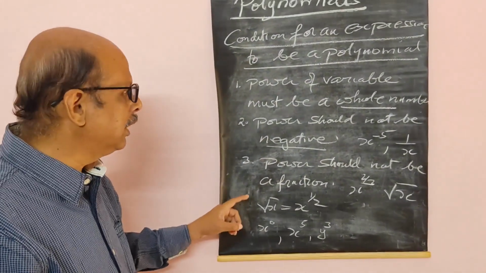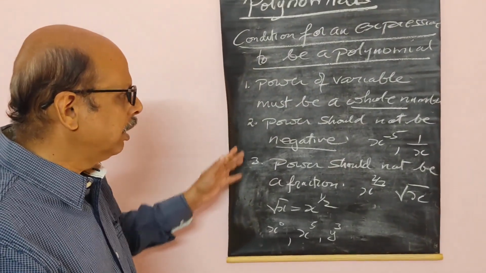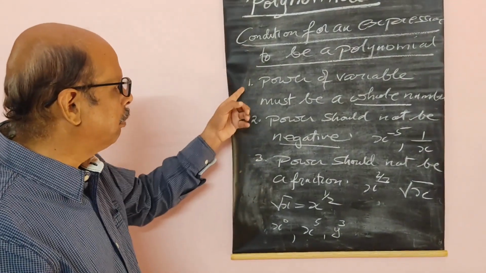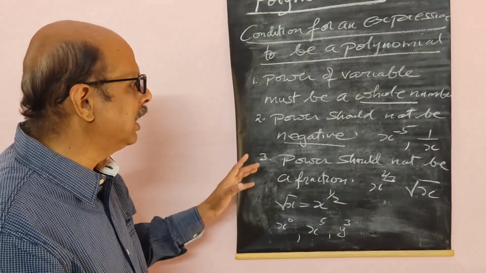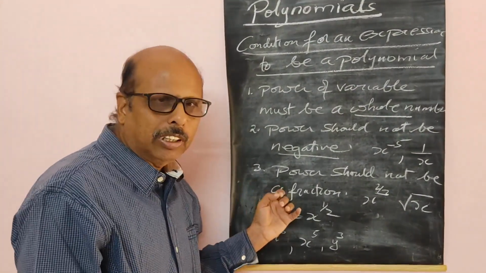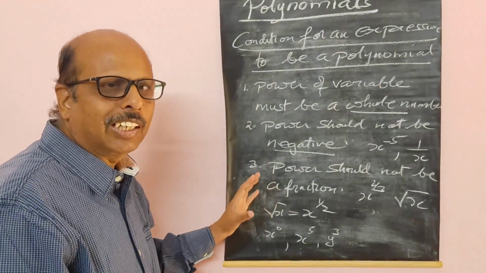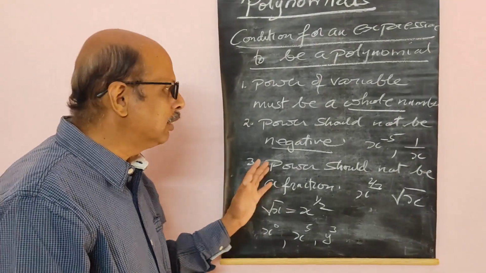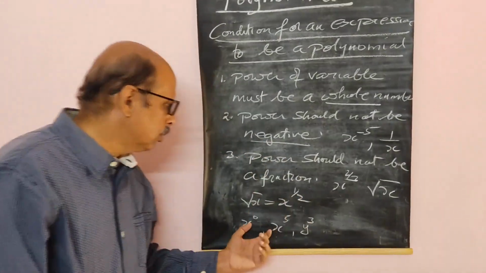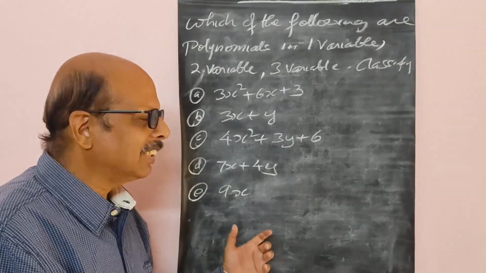So these are the conditions. If they ask you to find if the given expression is a polynomial or not, you will have to keep in mind these conditions and then decide whether it is a polynomial or not. So before we proceed further, let us try to have a few examples so that you will get a clear idea and be able to decide whether it's a polynomial or not. Examples. Now what we have said, just recapitulate it.